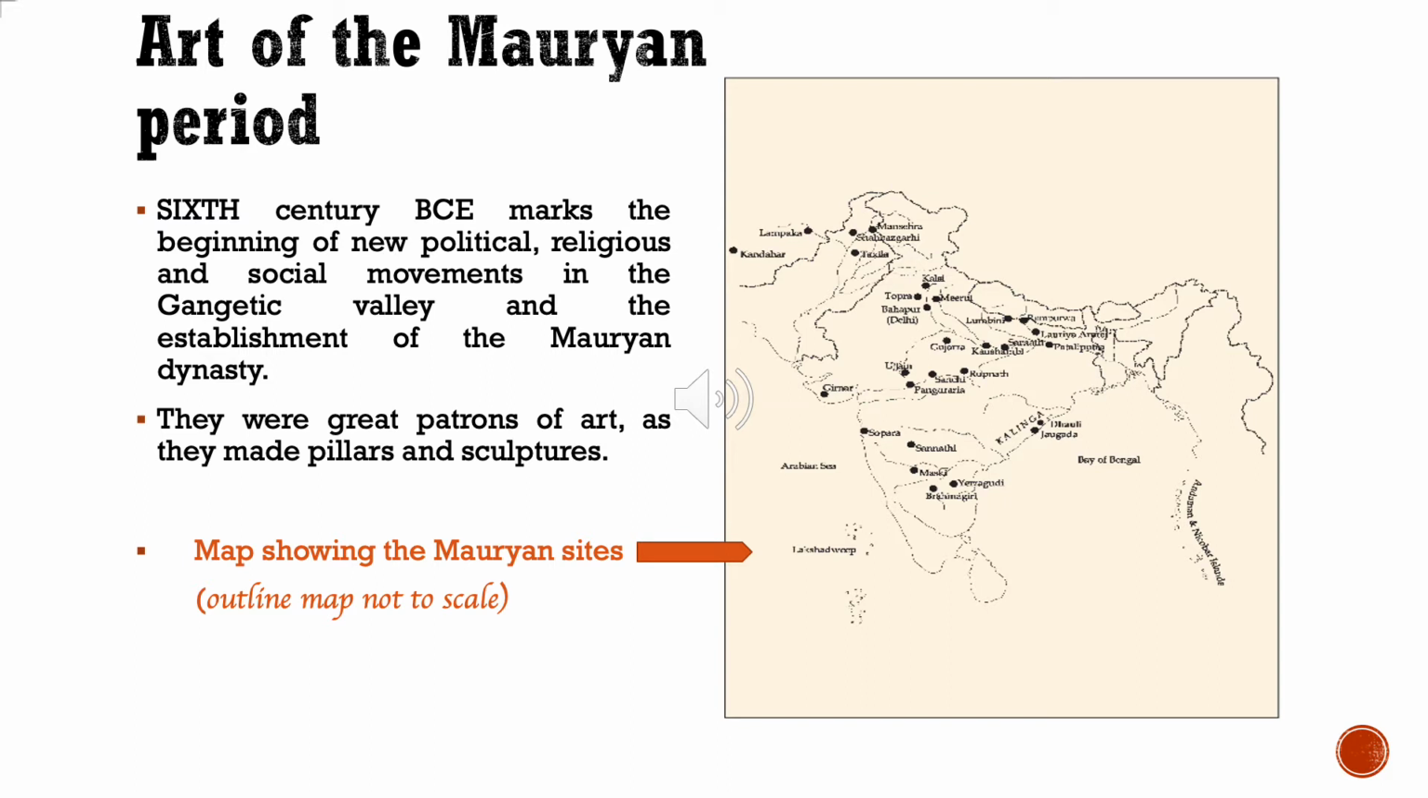The 6th century BC marks the beginning of new political, religious and social movements in the Gangetic Valley and the establishment of the Mauryan dynasty. They were great patrons of art, as they made various kinds of pillars and sculptures throughout the country. And here on the right side there is a map showing various Mauryan sites spanning across the Indian subcontinent.